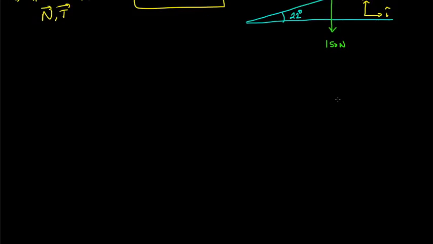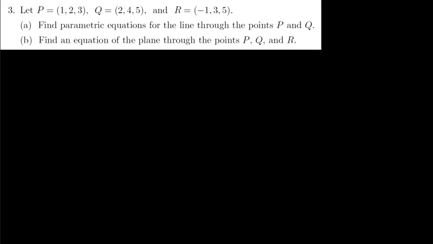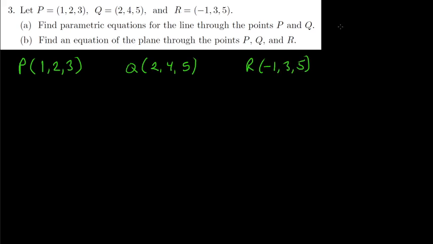All right, so moving on to number 3. We have 3 points labeled P, Q, and R, and those are the coordinates. If it's a little small, let me just copy them down. So point P has coordinates 1, 2, 3. Point Q has coordinates 2, 4, 5. And point R has coordinates -1, 3, 5. Of course, we can assume that this is the standard rectangular coordinates x, y, and z.